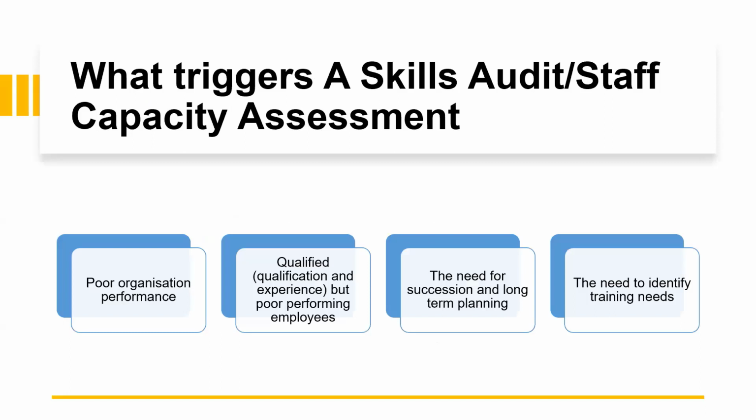Then, what triggers a skills audit in an organization? Most of the time, it is when an organization is going through a very difficult situation or performance issues. Remember, before you attribute your poor performance as an organization to lack of skill or talent, it's a hypothesis that you're making, and you must prove it. Poor organizational performance can be caused by a number of factors. It doesn't necessarily mean it's a lack of talent, it could be other issues.